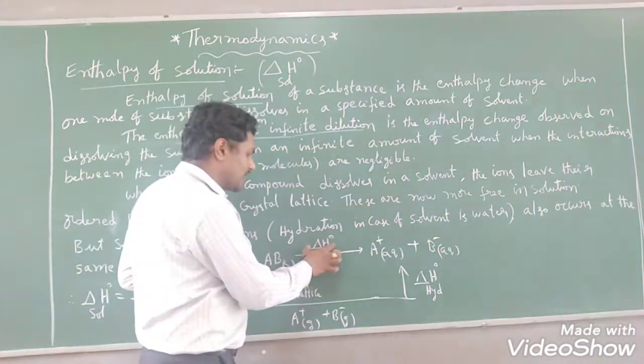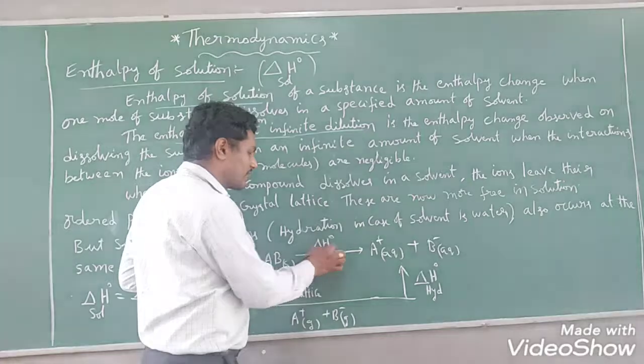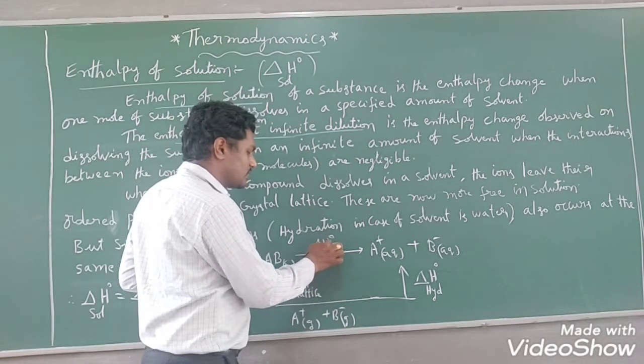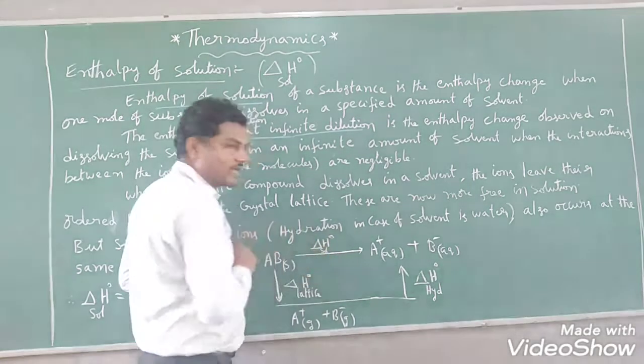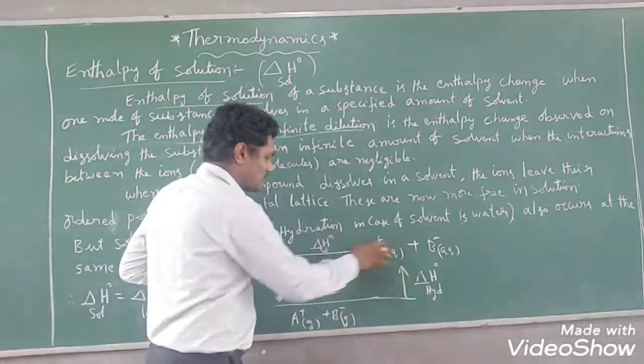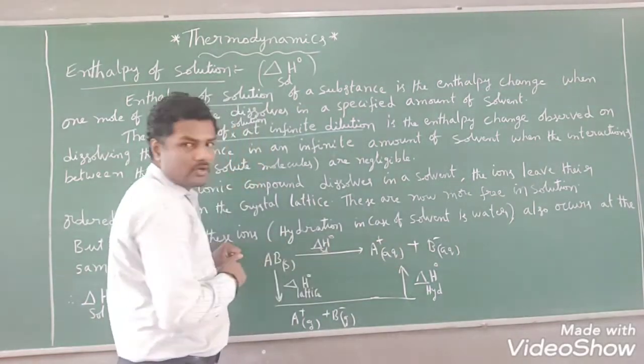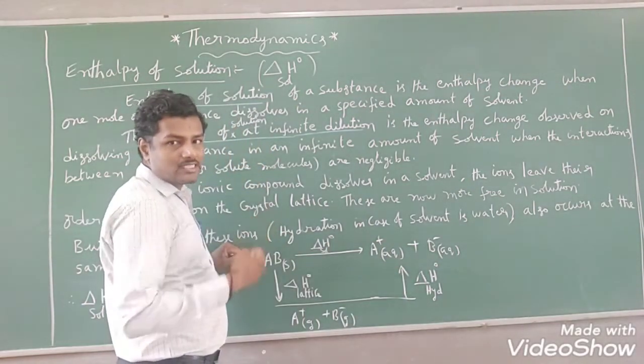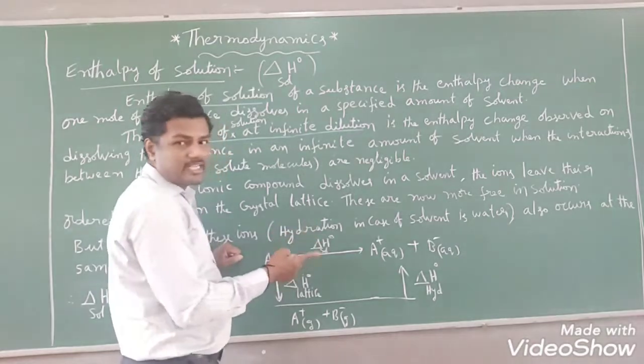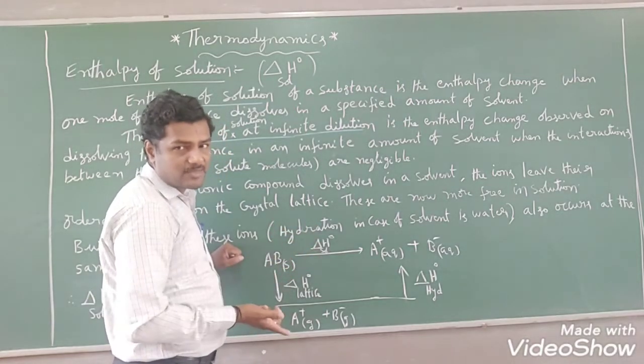Then whatever the enthalpy change we have observed, that enthalpy change we can call the enthalpy of solution, which is denoted by delta H naught SOL. This is the direct process. But according to Hess's law, the reaction may take place in one step or in several steps also.